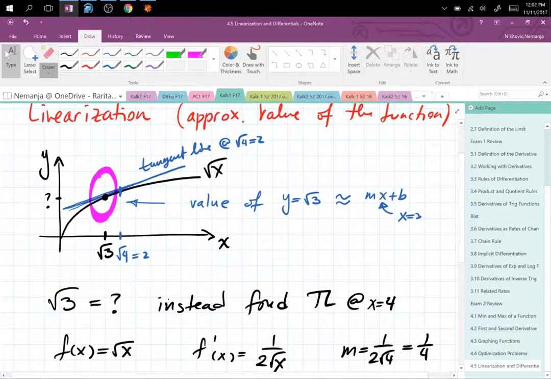Oh, that's what's so confusing. This is supposed to say 3, and this is supposed to say 4. Much better. There we go. Because you plug 3 into the square root, and you get square root of 3, which is a value here.